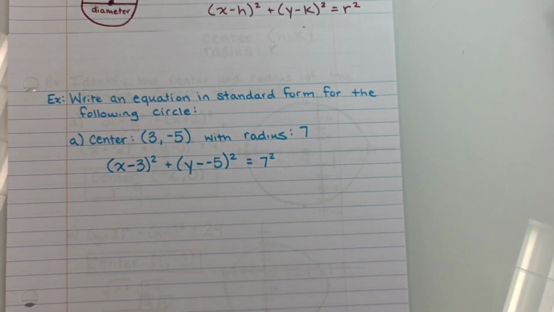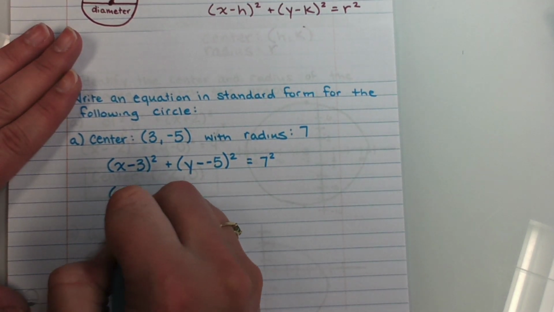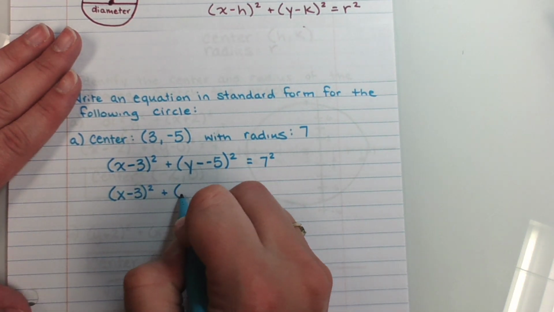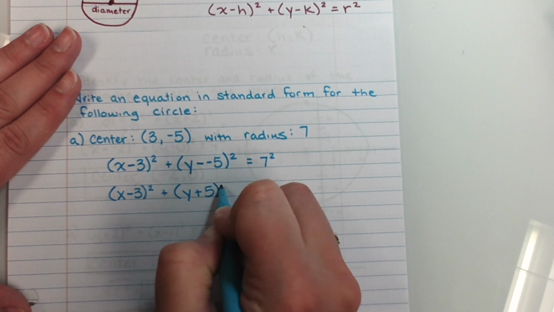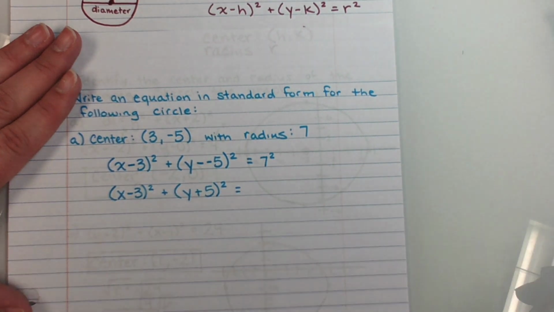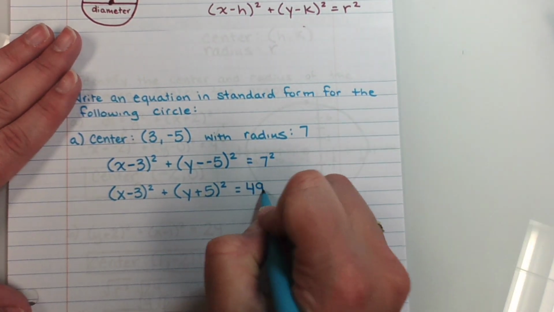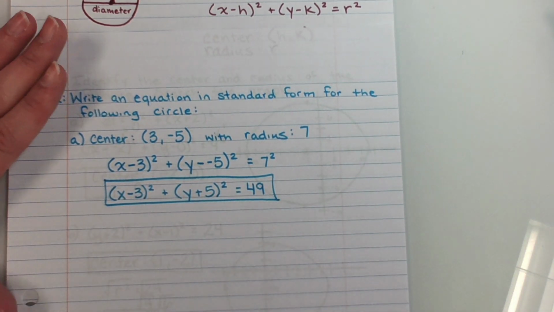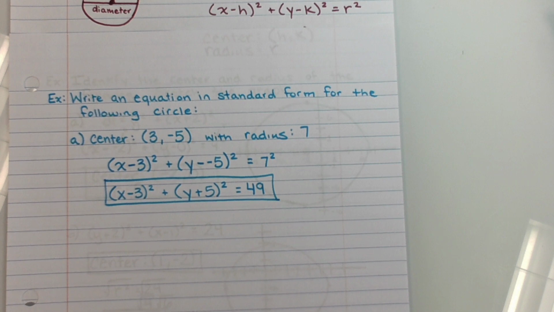The simplified form, the answer I'm looking for, like I said, the only thing you're really simplifying is minus negatives and numbers squared. This is the type of answer I'm looking for, given the center and the radius. We okay with that? I hope.